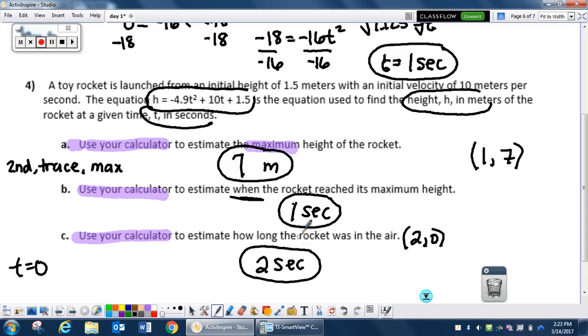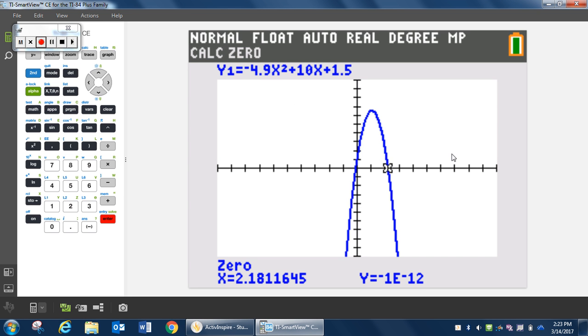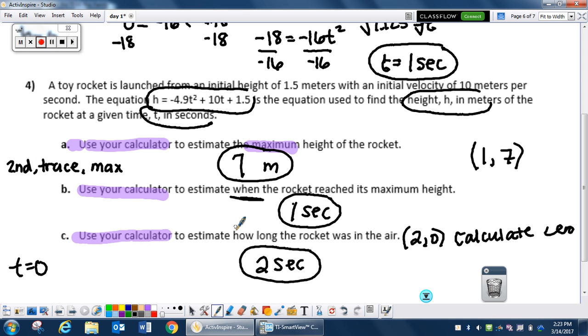Alright, so in part A, we calculated the max. Part C, we calculated the 0. And since we're in the real world, if you're looking at a lot of your graphs, you're really only going to be concerned with that first quadrant because we won't have a negative time and we won't have a negative distance. So you can kind of use your calculator to eliminate some of the answers.